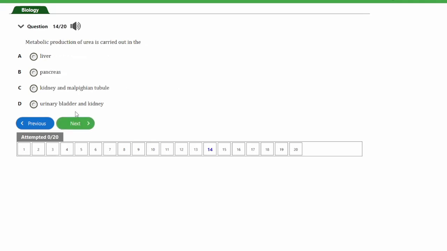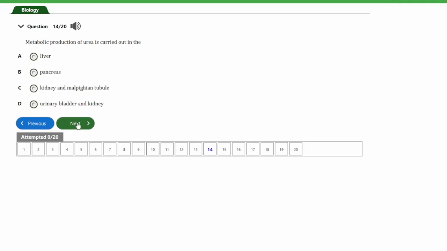So let's look at the next question, and that's question number 14. The question says, metabolic production of urea is carried out in the A. Liver, B. Pancreas, C. Kidney and Malpighian tubule, and D. Urinary bladder and kidney. So guys, the answer to this question is option A, and that's the liver. The metabolic production of urea is carried out in the liver.